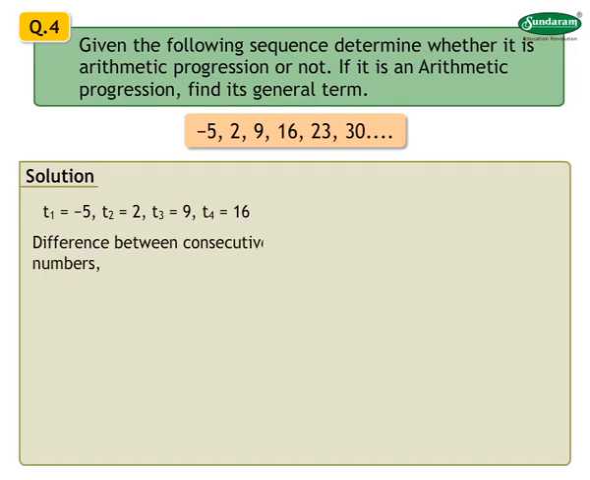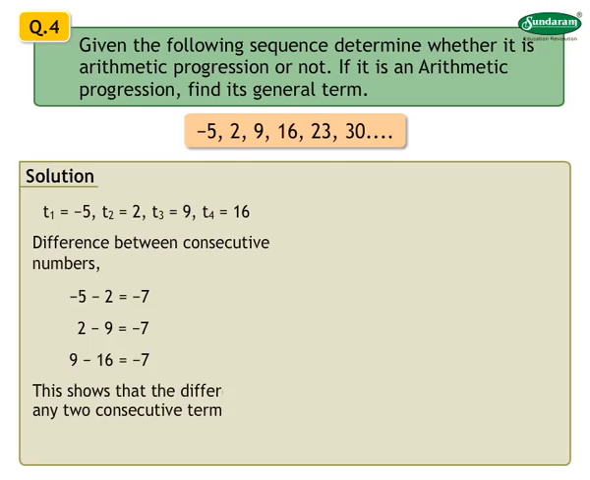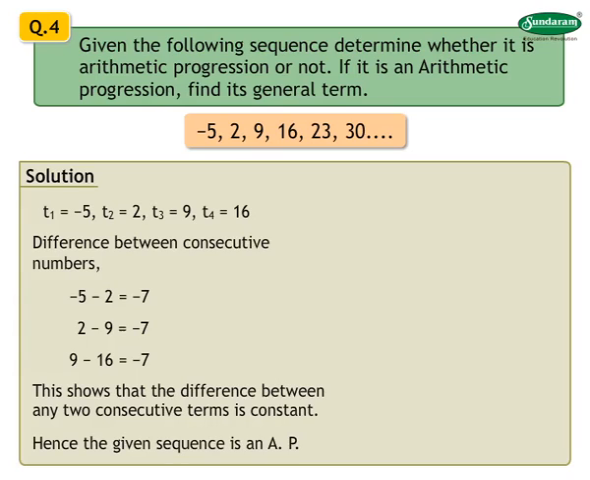Difference between consecutive numbers. Minus 5 minus 2 is equal to minus 7. 2 minus 9 is equal to minus 7. 9 minus 16 is equal to minus 7. This shows that the difference between any two consecutive terms is constant. Hence, the given sequence is an AP.